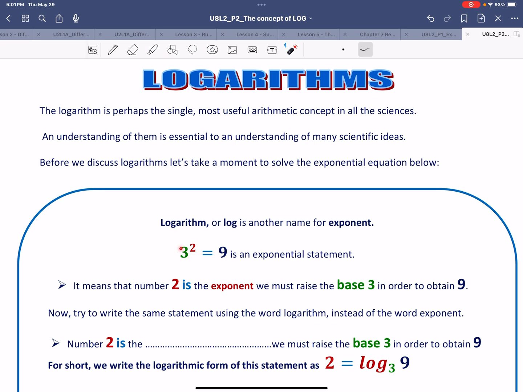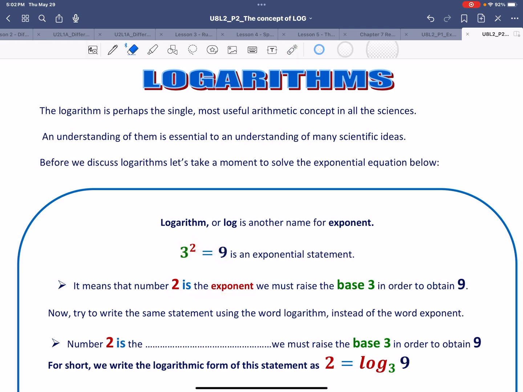So we say that the base 3 raised to the exponent 2 is equal to 9. Now, this is an exponential statement, and the way that we could read this is the number 2 is the exponent that we must raise the base of 3 to in order to obtain the number 9.